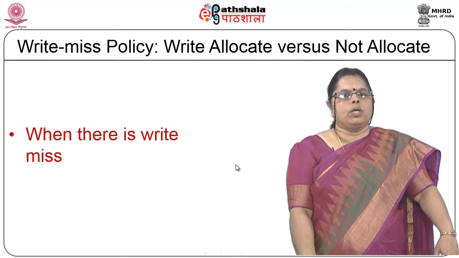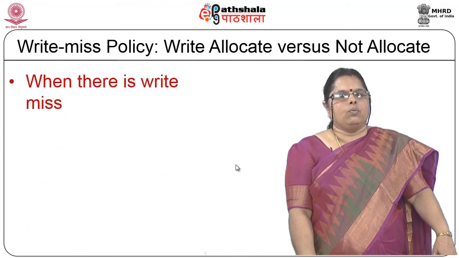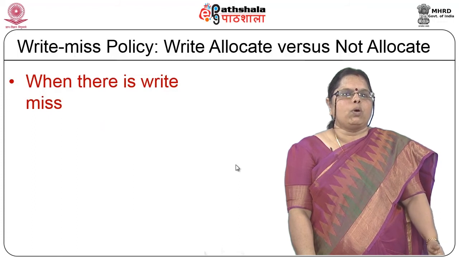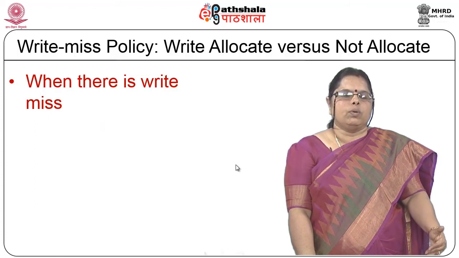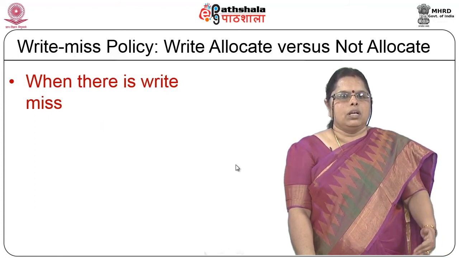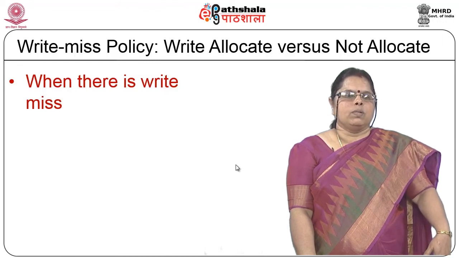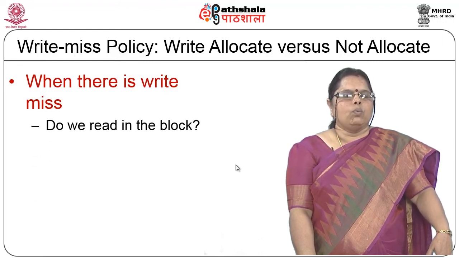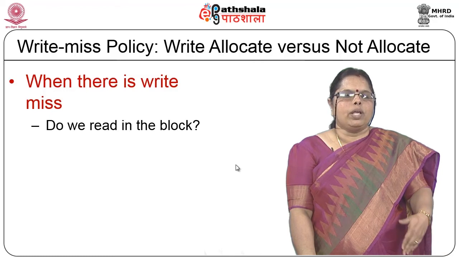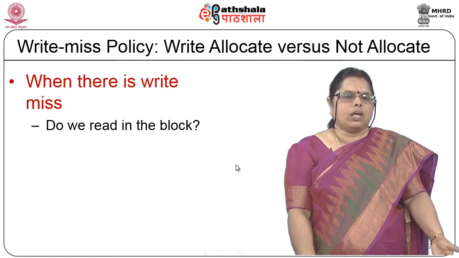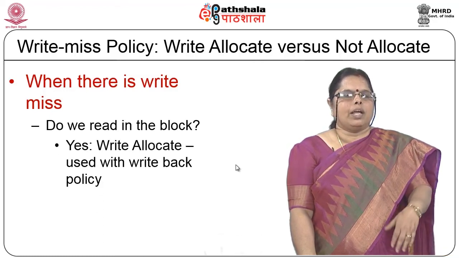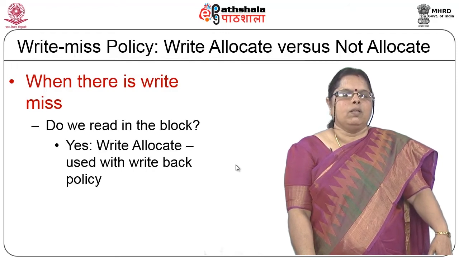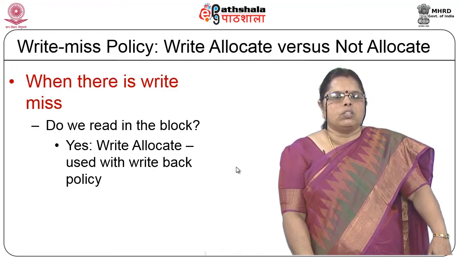Now, what happens when there is a write miss? We have been discussing the write through policy and the write back policy when the data is available in the cache. When there is a write miss, do we read in the block and then perform the write, or do we straight away write into the main memory itself? That depends on what policy we use.